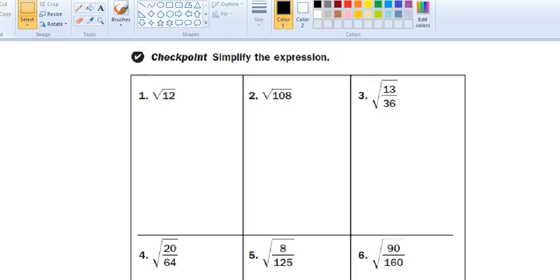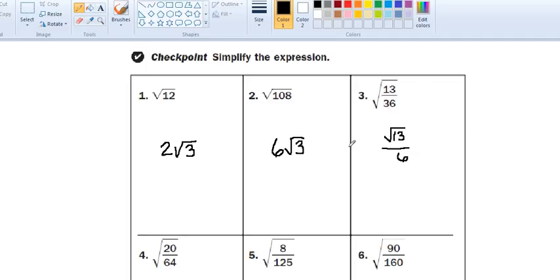And here are the answers for 1, 2, and 3. For number 1, we have 2 times square root of 3. For 2, it's 6 times square root of 3, and number 3 is going to be square root of 13 over 6. And those all satisfy the rules where we don't have fractions in the radicand, we don't have denominators that have square root symbols. So we're all good on these 3.